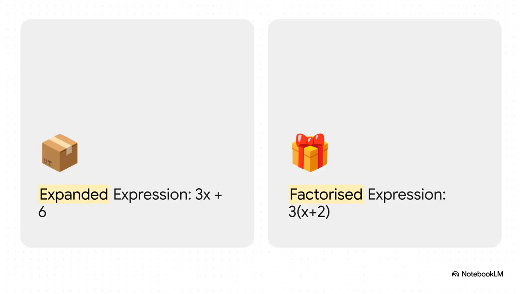Let's look at this in action. An expanded expression, like 3x plus 6, is just something plus something. But the factorized version is 3, open bracket, x plus 2, close bracket. It's the exact opposite of expanding brackets. And you know what's really amazing about this? It gives us a built-in safety net. Because it's the exact opposite, you can always multiply out your final brackets just to check if you get back to the original equation. It's pretty foolproof.